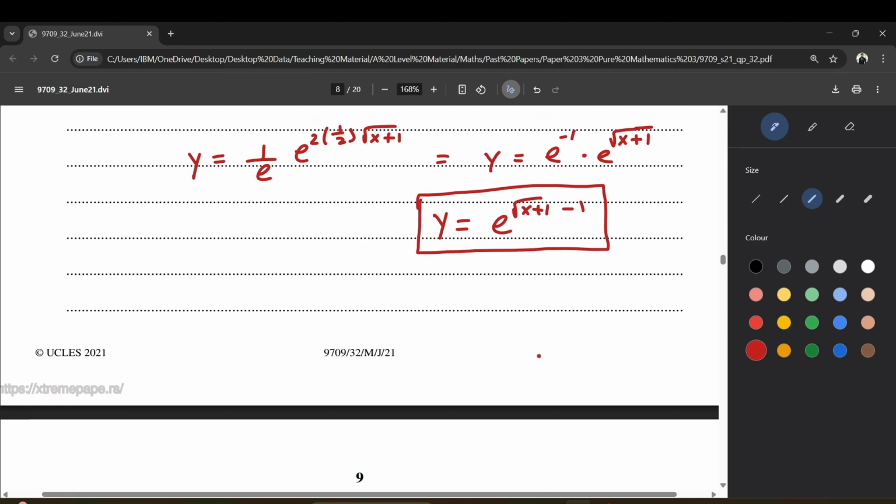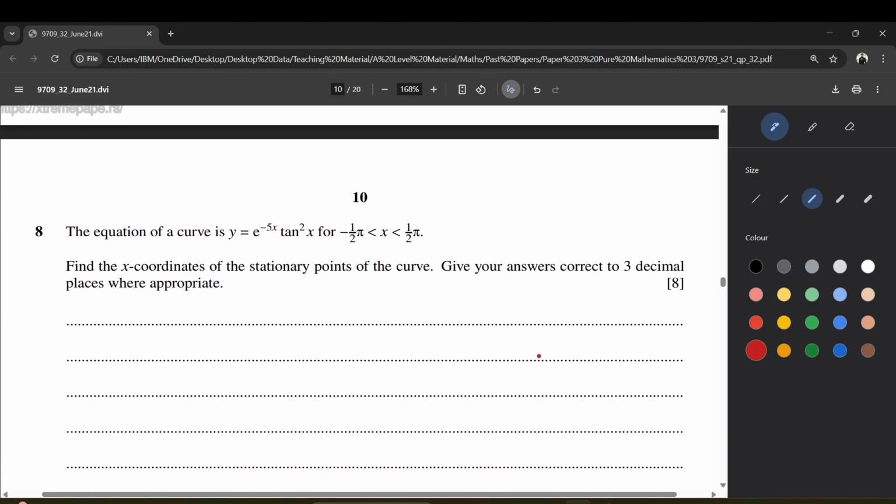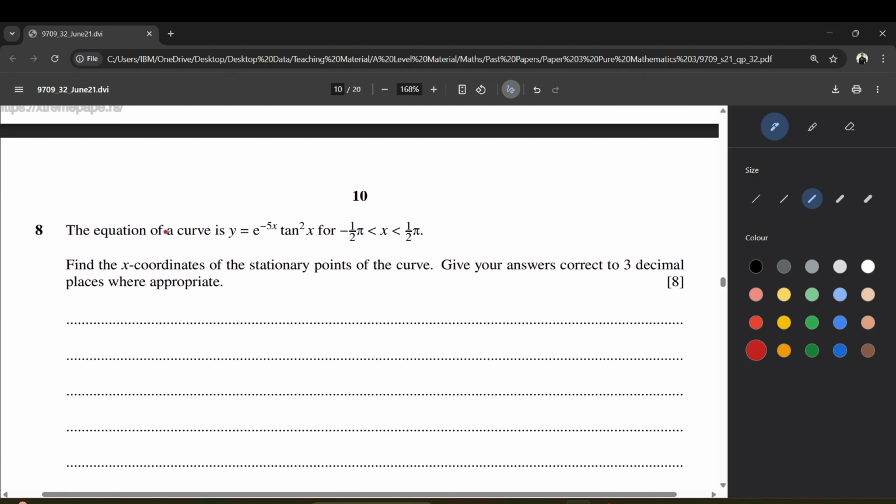All right, so let's move to the next question. Question number 8. The equation of a curve is y equals e to the power minus 5x tan squared x, for x between minus pi upon 2 and pi upon 2 radians. Find the x coordinates of the stationary points of the curve. Okay, it says stationary points, right? It's plural. That means that we are going to find more than one stationary point. Give your answers correct to 3 decimal places where appropriate.